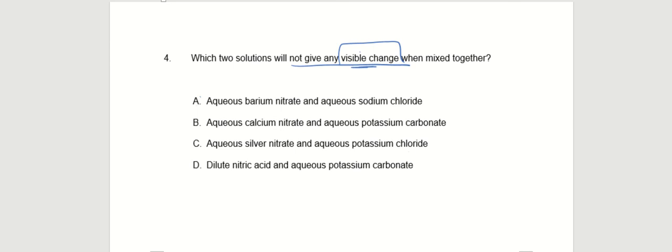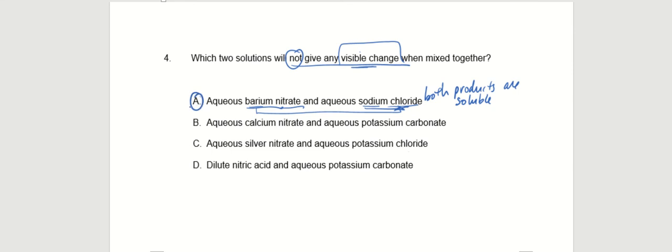Barium nitrate and sodium chloride. If we switch ions, we get barium chloride, which is still soluble, and sodium nitrate, which is still soluble. So both products are soluble, and both reactants, barium nitrate and sodium chloride, are also soluble. So you start off with two soluble materials and you end off with two soluble materials. You will not get any visible change.